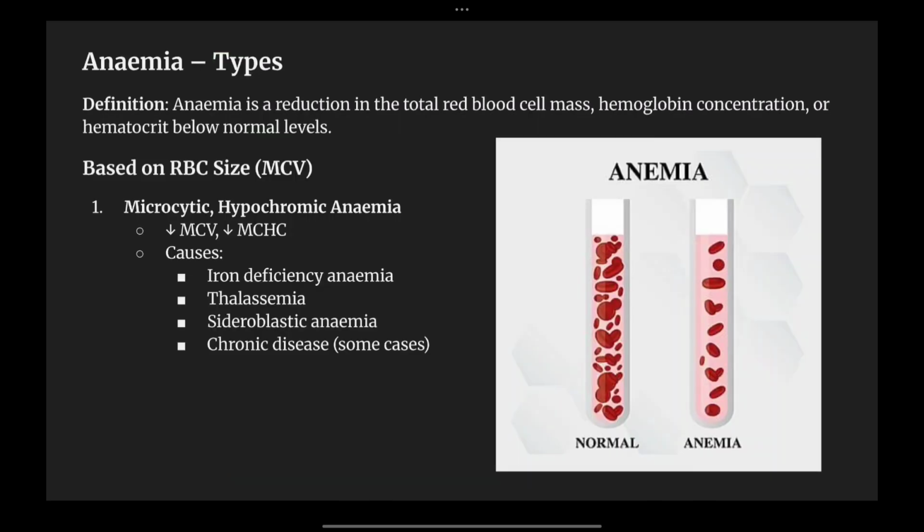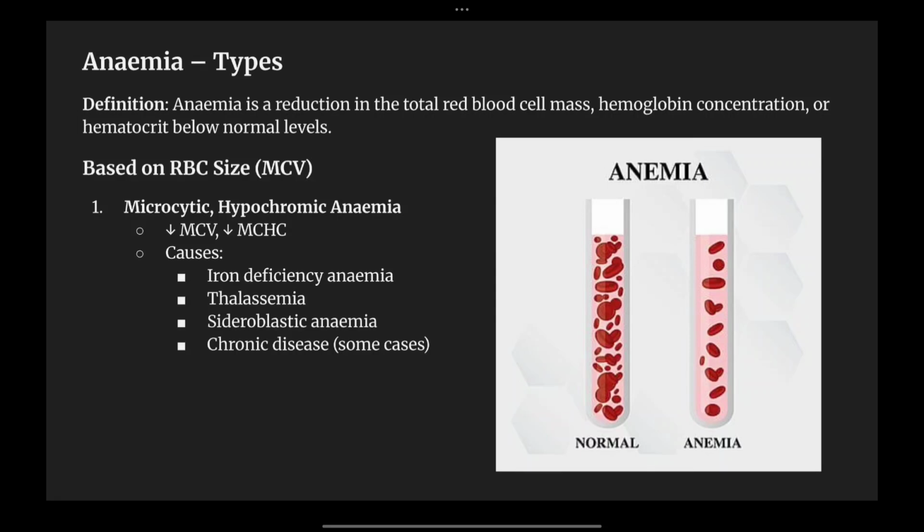So we'll see the definition of anemia. Anemia is a reduction in the total red blood cell mass or the hemoglobin concentration or the hematocrit below the normal levels. So the person is said to have lower levels of red blood cell mass or hemoglobin concentration or hematocrit than the normal levels. Now we'll see the RBC size, which can be determined by various methods. One is microcytic hypochromic anemia.